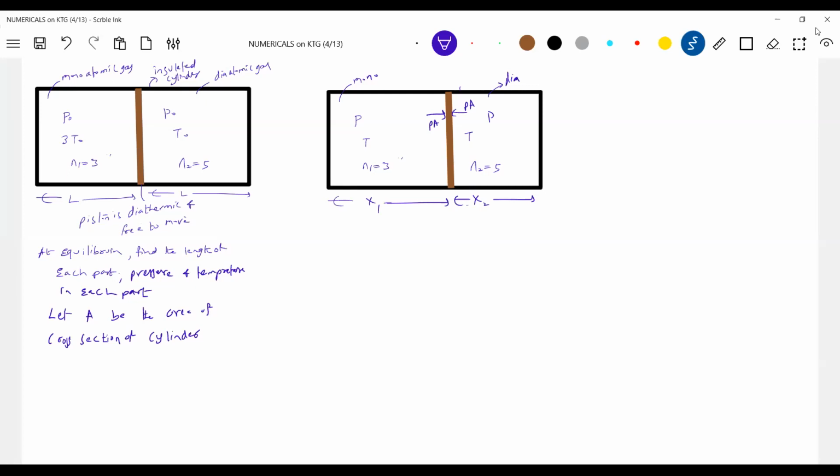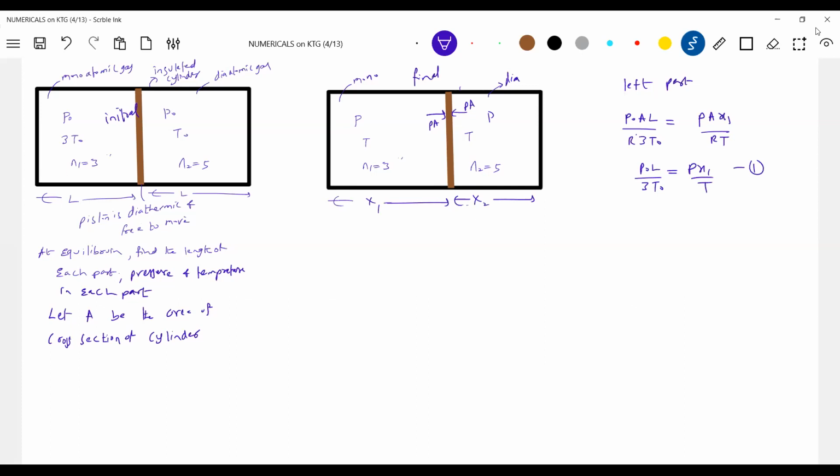I agree this. Okay, let's get into the thing. Now in the left part, this is the final situation. This is the initial. Okay, left part. In the left part, shall we apply number of moles should be considered? So P naught AL by R into 3T naught should be equal to pressure PA, volume of gas in the left part is AX1 by RT. So A gets cancelled, R gets cancelled. So P naught L by 3T naught should be equal to Px1 by T.